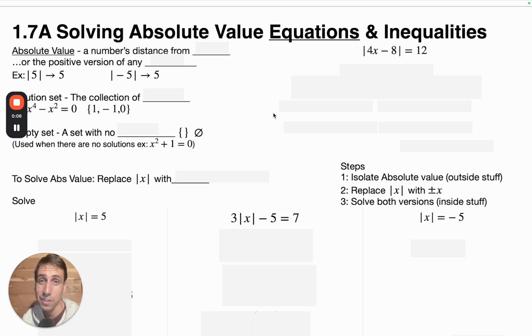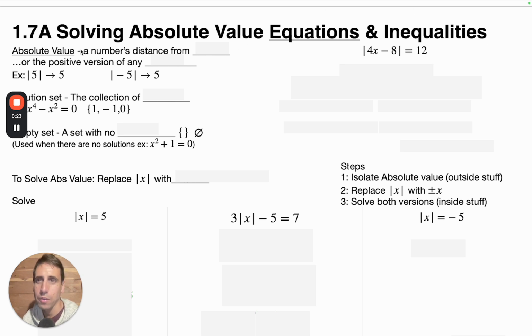This is going to be the first day. This is, wow, a doozy of a section, just thinking about what we all have to cover, so I definitely decided to split it up into two different days. This is the first day. We're just going to talk about equations, and then next video we'll talk about inequalities.